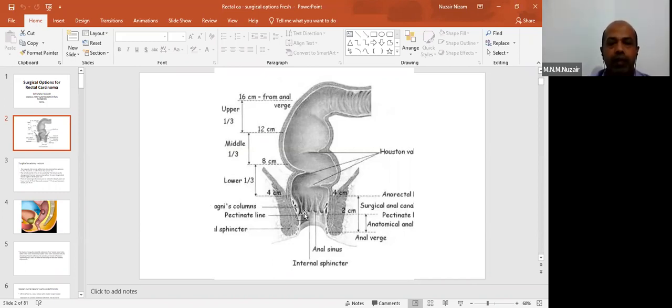And one more thing is the anorectal junction. For the surgeon, it is at the level where the puborectalis sling comes around the anorectum. But for anatomists, the anorectal junction is at the dentate line, somewhere here. But for us, it is where the puborectalis sling makes a sling around the upper part of the anus.